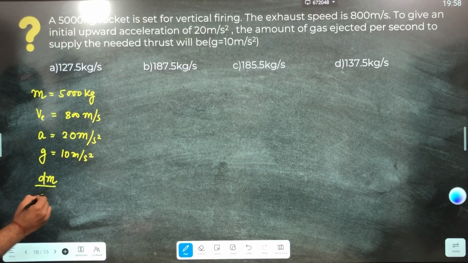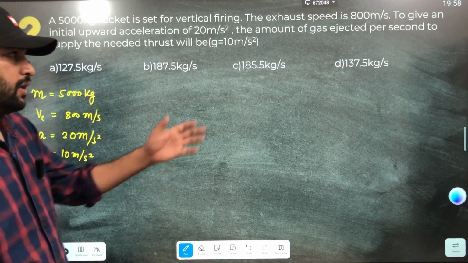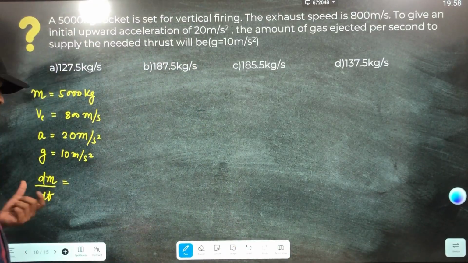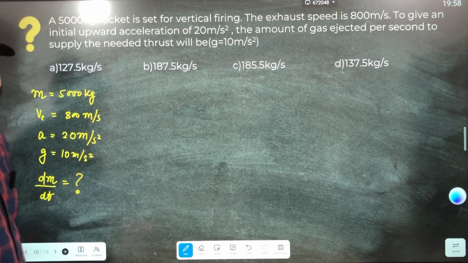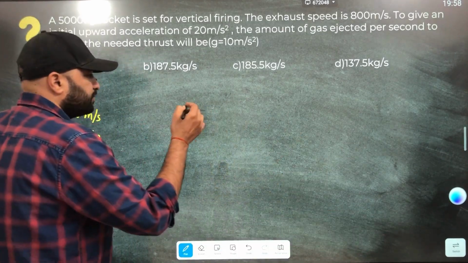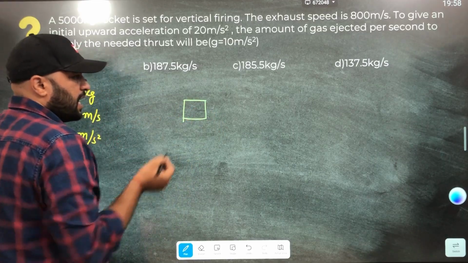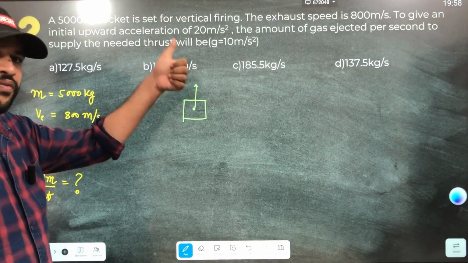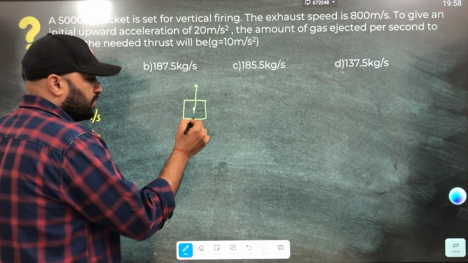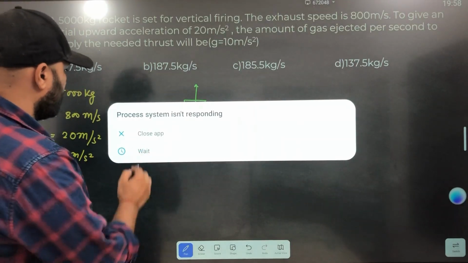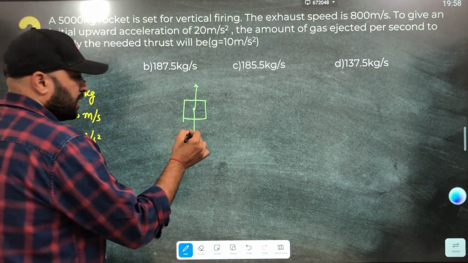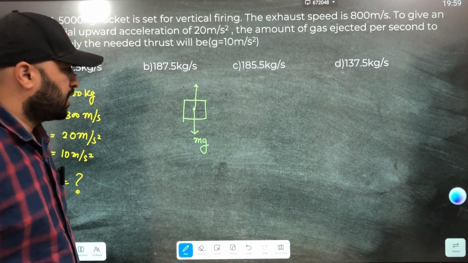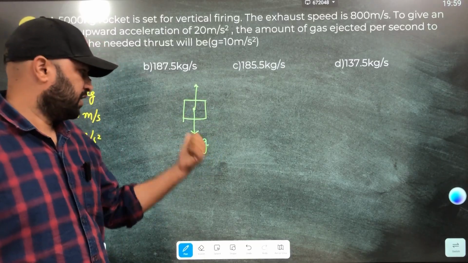This is the amount of fuel burnt or gas ejected per second. If fuel is burnt, then only there will be gas ejected. So dm by dt you have to find. Okay, let's see this scenario. If this is a rocket, and it is set for vertical firing, in the vertical direction, then what are the forces here? The forces here will be, in the downward direction, the weight mg of the rocket. Correct? It is the downward direction.